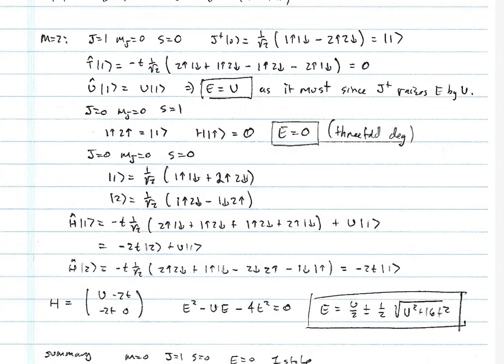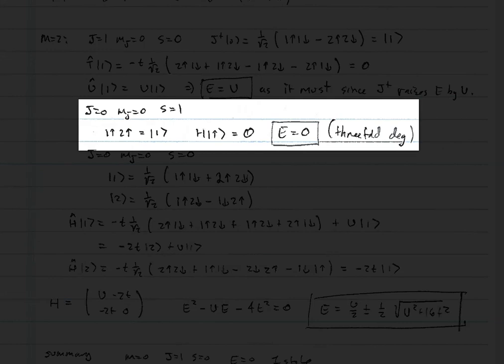Okay, so we worked out the J equals 1 cases. What's left are J equals 0 states. Now, when I have two electrons, I'm combining a spin 1/2 with a spin 1/2, and I can get an S equals 1 state, and I can get an S equals 0 state. So we're going to start by looking at the S equals 1 states. We're going to remember that the S equals 1 states are all degenerate in energy.